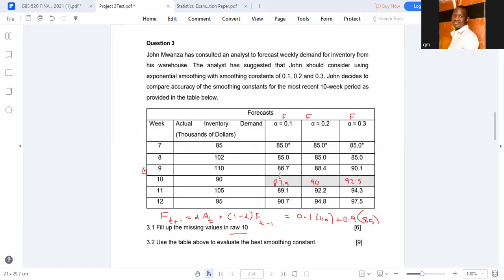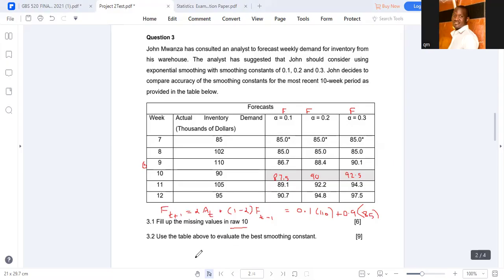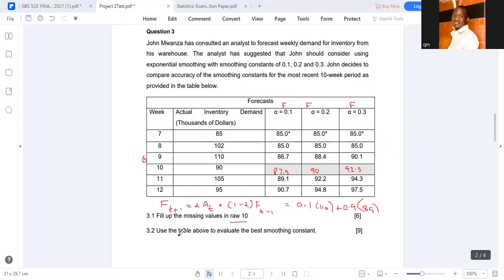Okay, so we want to calculate our errors associated with these. So who remembers the formula for the error? What's the formula for the MAD? Mean absolute deviation. Yes, Mr. Chinyama. Please mute yourselves. What is the MAD? We'll be doing the memorizing together.